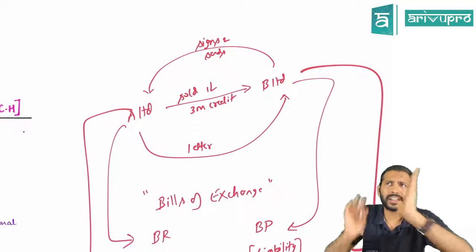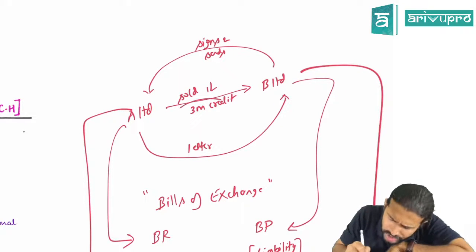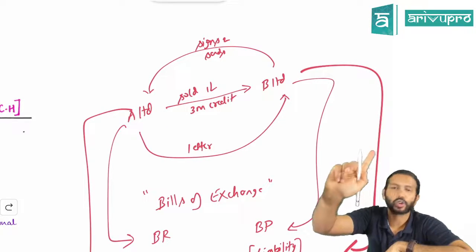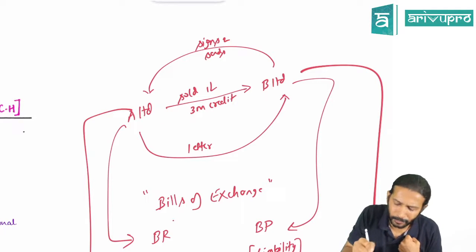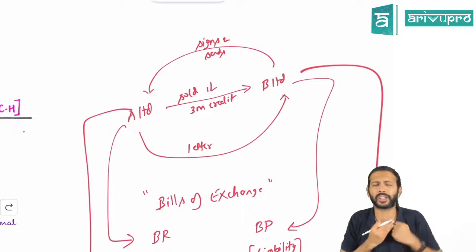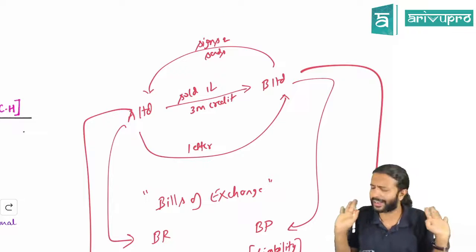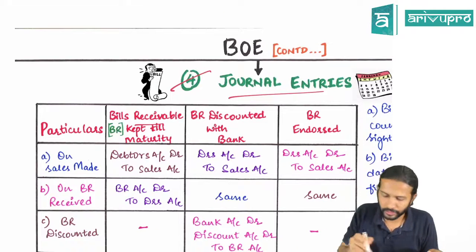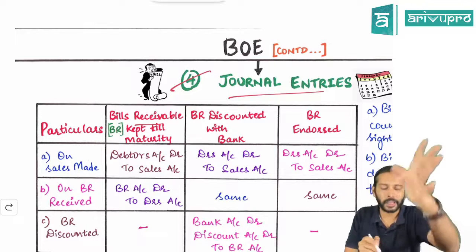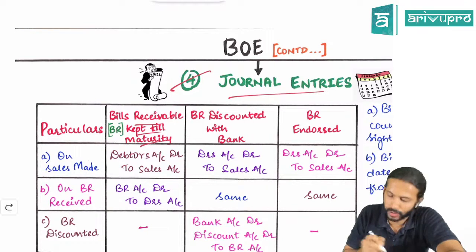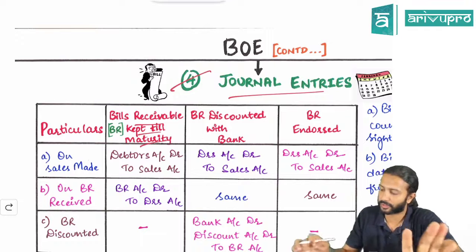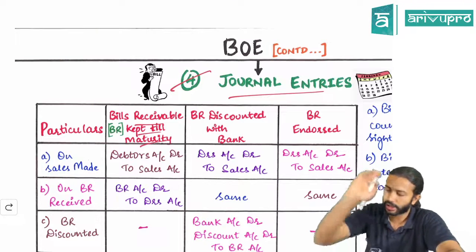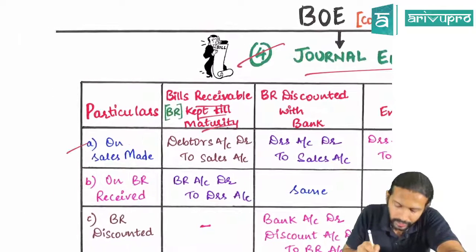So A Limited can keep that bill receivable with himself for about 3 months. That is the first option. He doesn't have to do anything, just store that letter. That's what I've called out here as bill receivable kept till maturity, meaning the seller will just keep that bill with himself. If that is the case, what journal entry we need to pass is what I'm trying to give you.